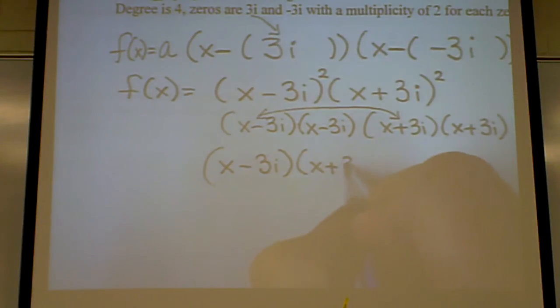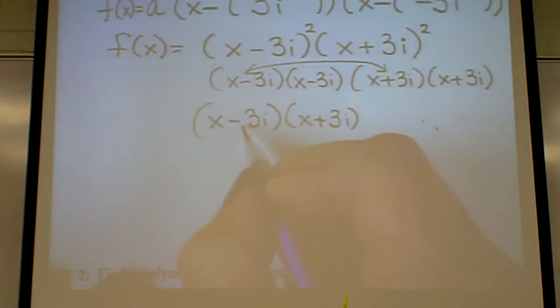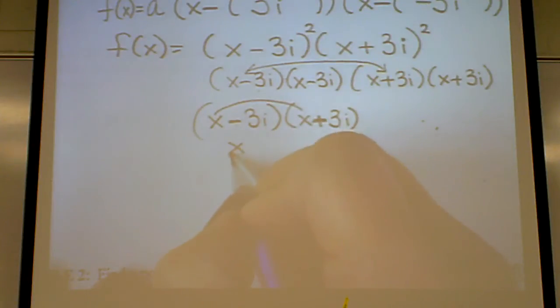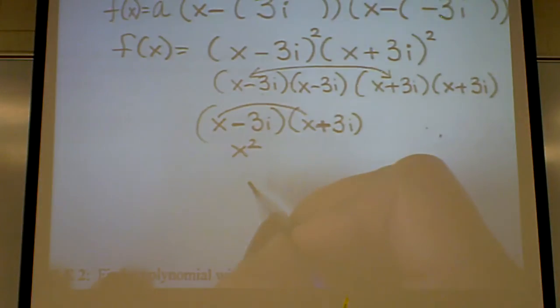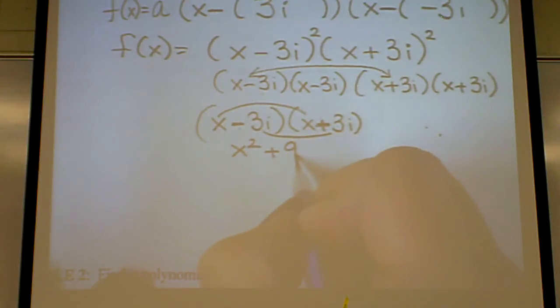What's going to happen when I take this one and multiply them together? Well, he noticed that these 2 signs are opposite. And what happens when you do this? The middle 2 cancel out. So what do you have here? When you FOIL this out, you have x squared. What's the last 2 going to give you? What's negative 3i times 3i? Isn't it 9? Negative 3i times 3i is negative 9i squared, which is 9.